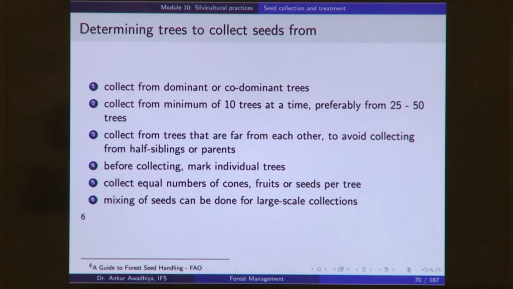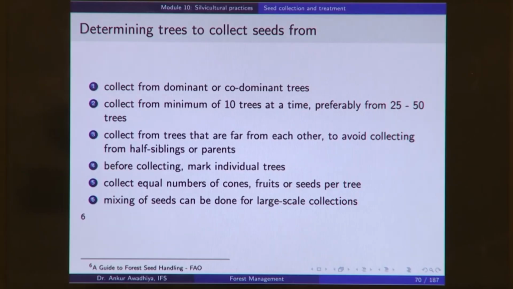Before collecting, mark individual trees. So, when you are doing this seed collection, you should first of all mark these trees, so that at a later point of time, if somebody wants to cross check, he or she should be able to cross check what are the trees from which you had collected the seeds.